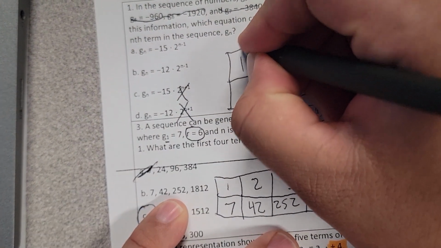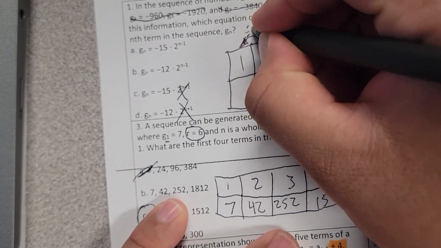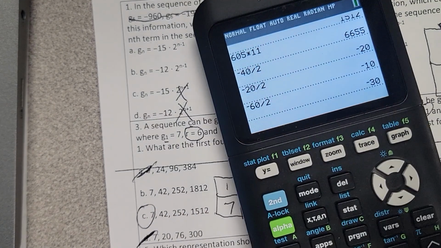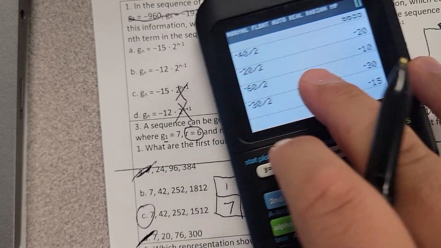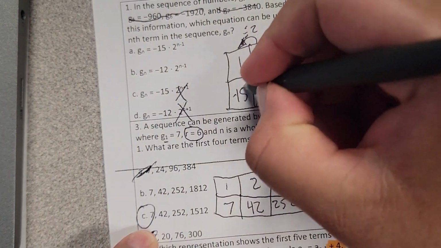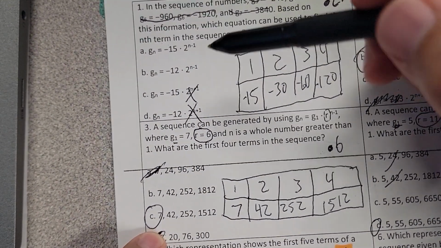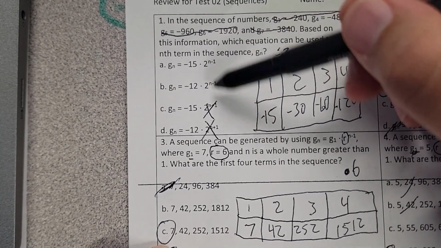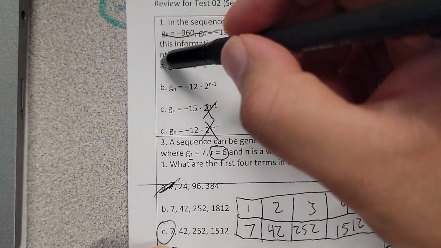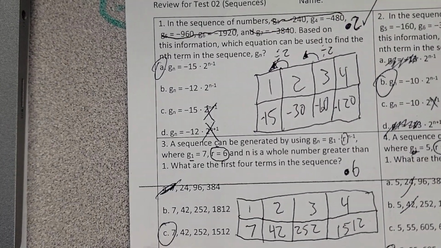And then I'm going to jump again. Negative 30 divided by 2. Negative 15. Okay. So I know that I have the n minus 1. My original formula is times 2. And now I know that it's going to be a where it has negative 15.